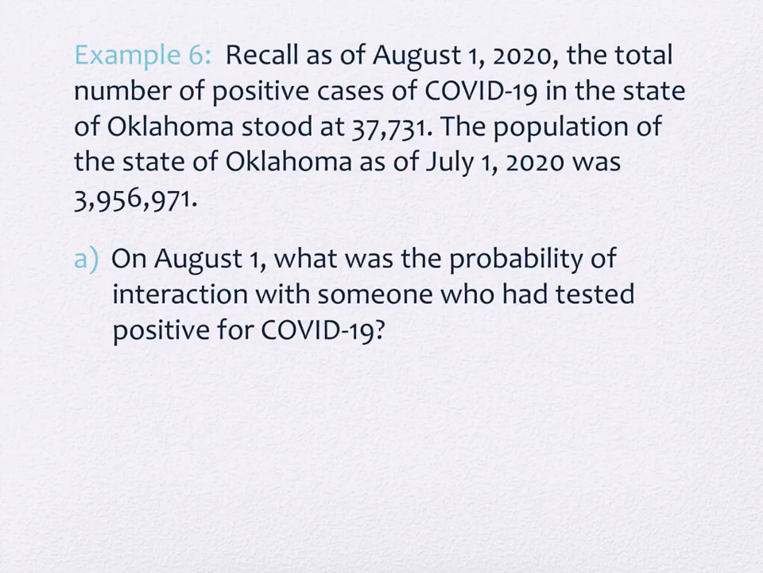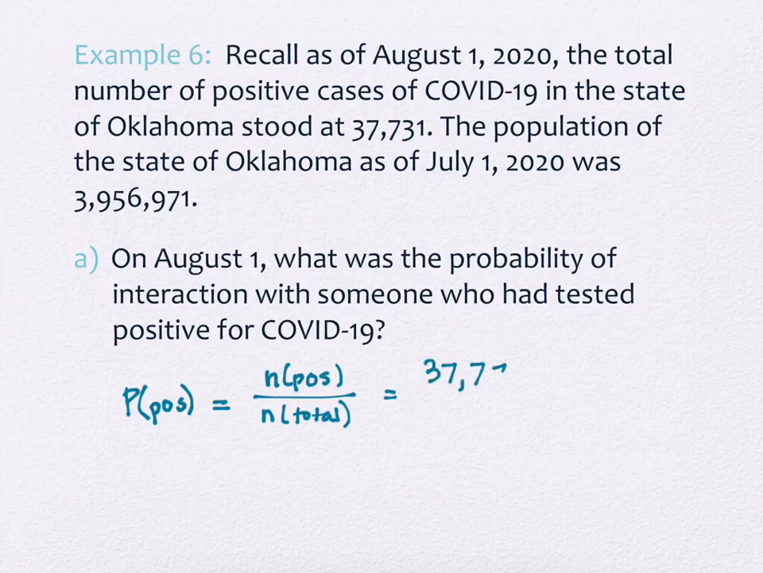Yeah, it would be a fraction, right? The probability of somebody who's tested positive would be the number of people who've tested positive divided by what? The total number, the number in our sample space. So the number that tested positive was 37,731, and 3,956,971 was our total population at that point, or pretty close. So grab your calculator. We're going to write down 4 decimals of accuracy. I think you'll see why when you look at it.